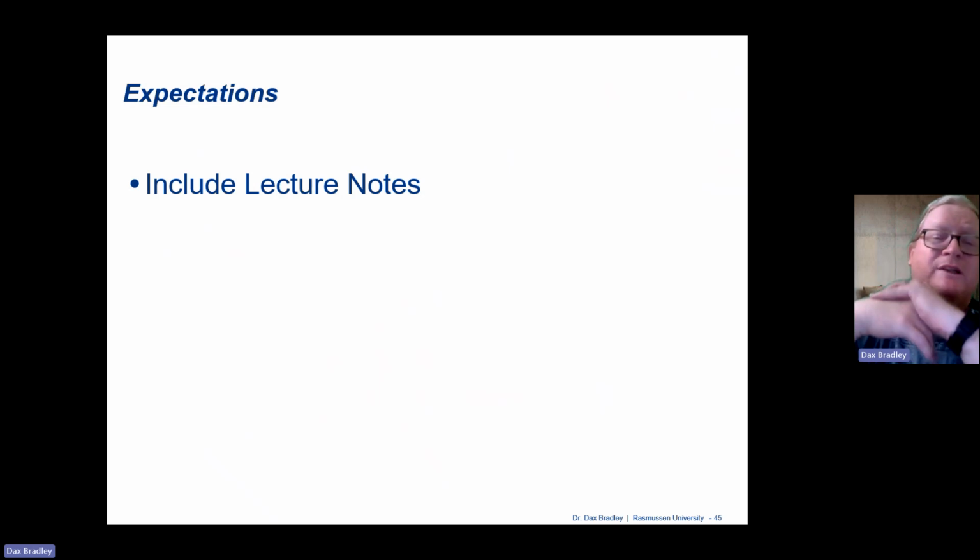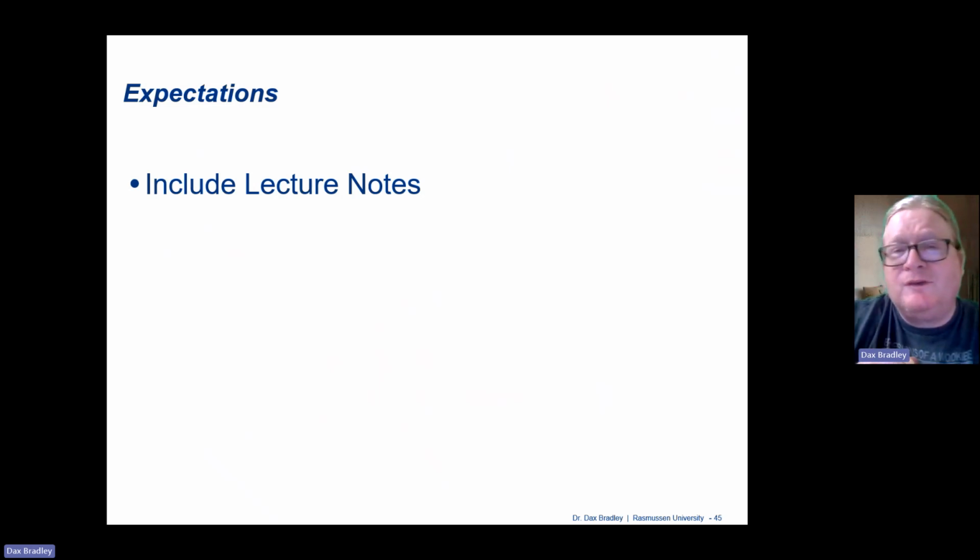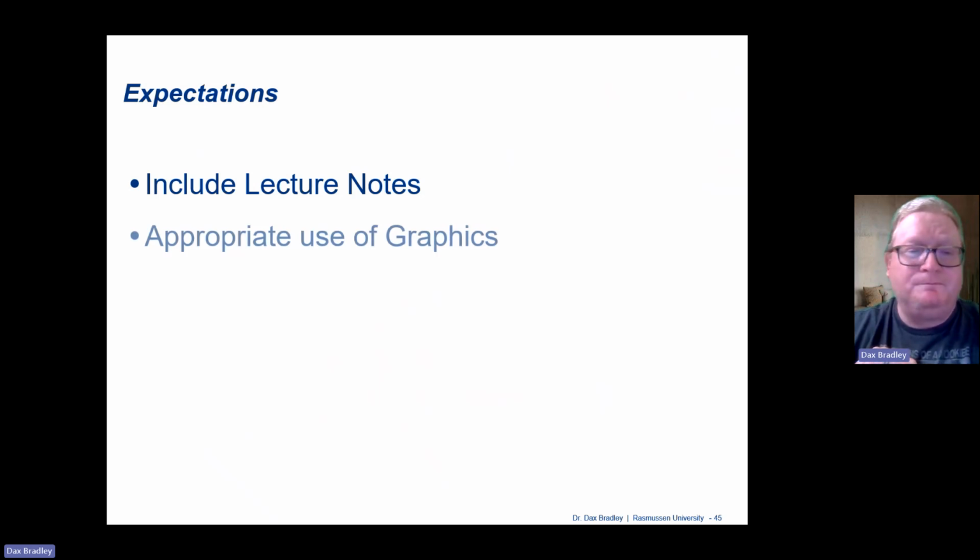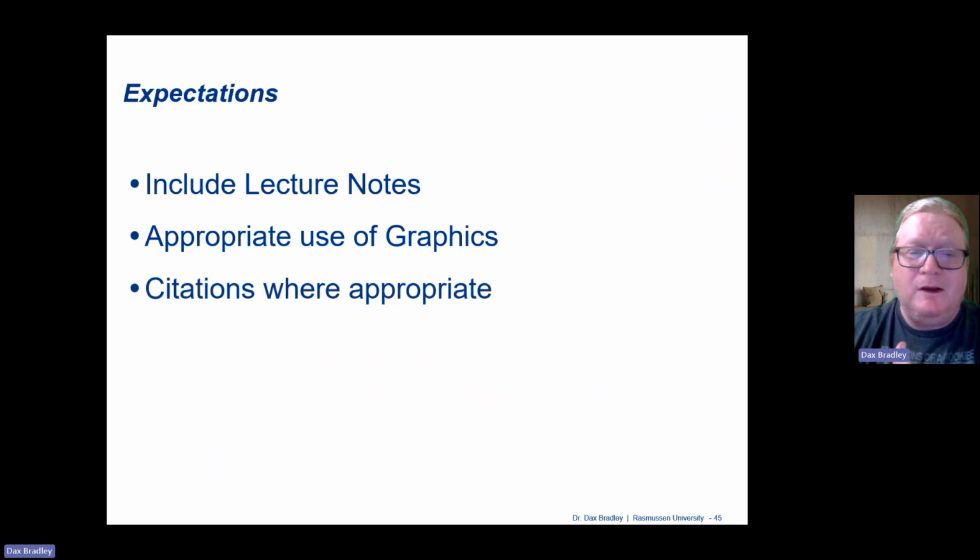So the expectations are pretty simple. If you can fulfill those 4 different criteria and include lecture notes, if you're doing this in a PowerPoint presentation, put lecture notes at the bottom. Don't just do your 2 or 3 bullet points and leave it alone. Flesh it out. And provide an appropriate use of graphics. If you're using a description of a specific commercial solution, provide images of that, and cite your references. Always use citations where appropriate.